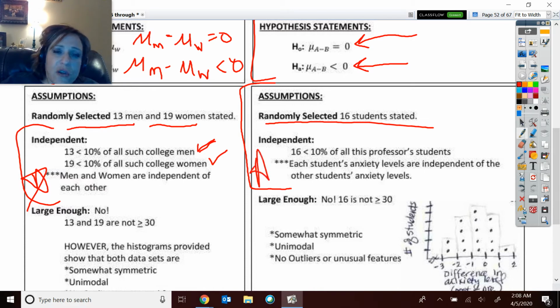And then here, notice this is different than the other side, okay? We're not saying the post-anxiety and the pre-anxiety measures are independent of each other. No, because those are related. We are saying each student's anxiety level is independent of the other student's anxiety level. So each of the 16 subjects' results are independent of the other subjects' results, okay?